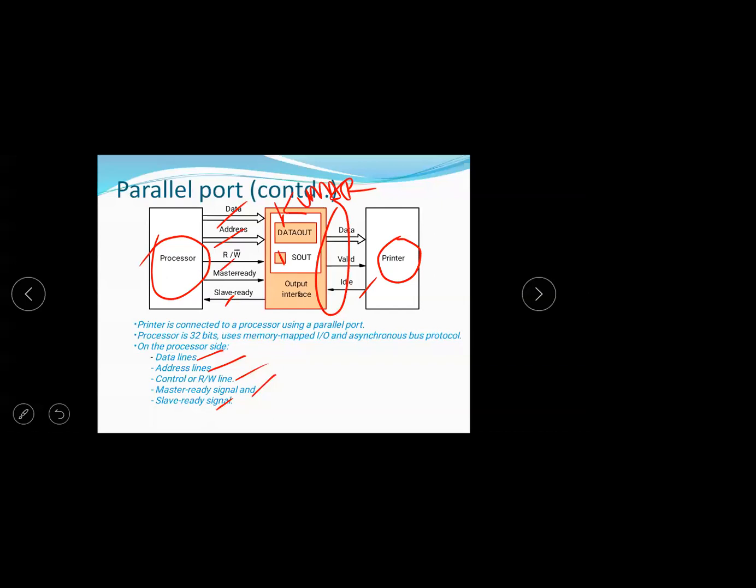After sending the data from the processor to the data out register, the flag is set to 0. When data is available in the data out register, the interface sends the valid signal to the printer circuit. Then the printer receives the data from the data out register through the data lines and prints it. This is the processor to printer operation using the parallel port.